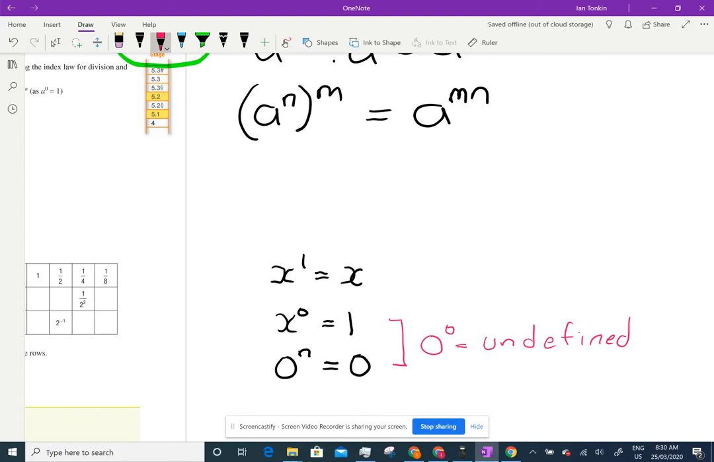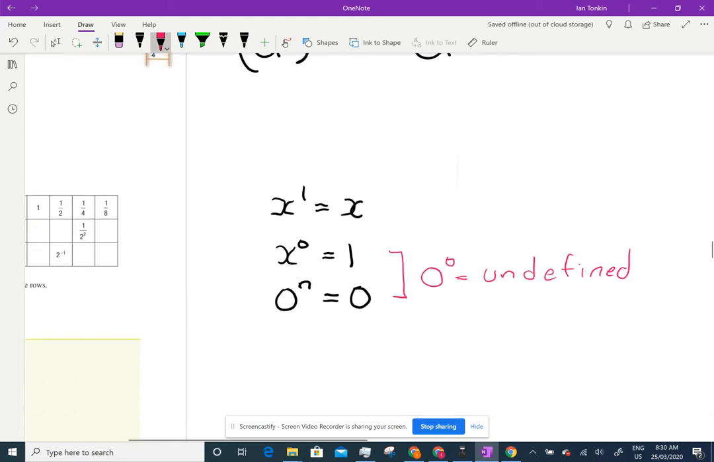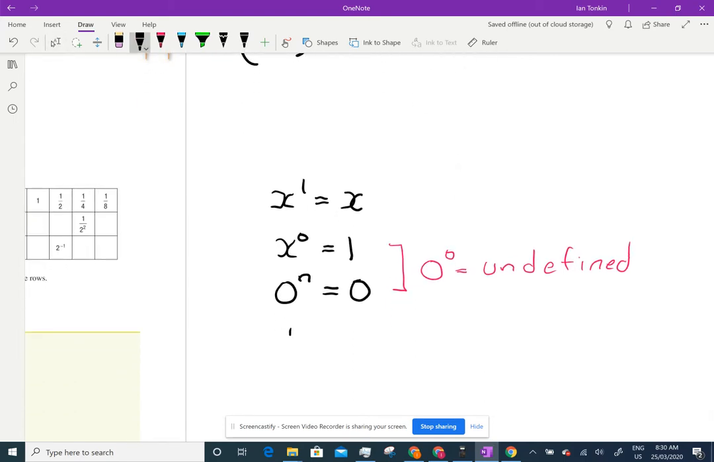And we need to know the 1 to the power of anything. 1 to the power of n, or 1 to the power of anything, is just going to be 1.